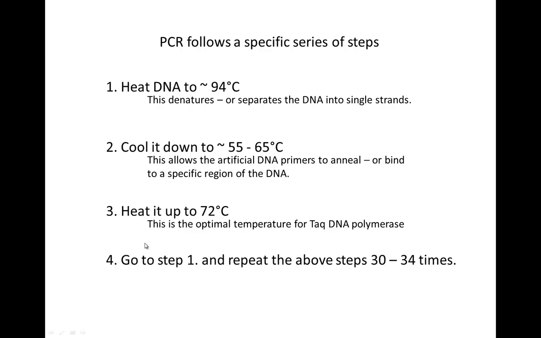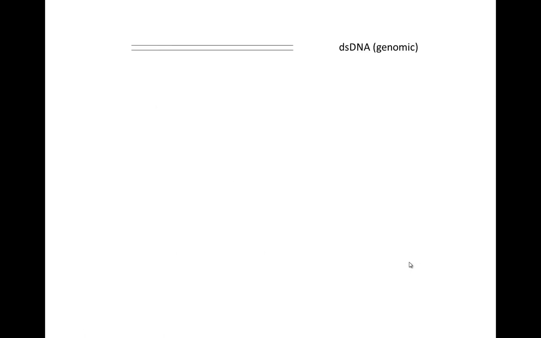Each time around, you double the amount of DNA. So the copies of your gene double with each round of PCR. That's a geometric growth. So the first round gives you 2 copies, the second round 4, then 8, then 16, etc. And by the time you get to 34, you literally have billions of copies of your gene of interest.